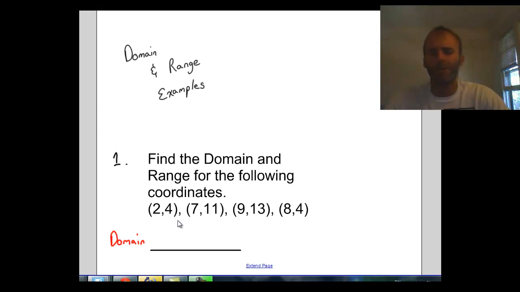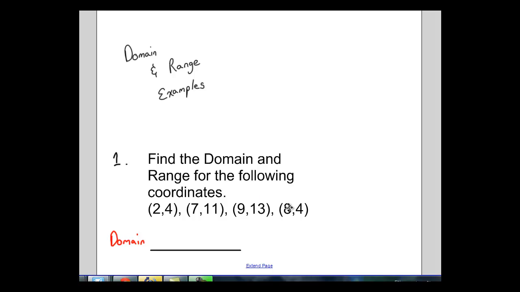and the range. So remember, domain, it's the independent variable. So the independent variable comes as the first element in the ordered pairs. So we're going to write this in set notation. So I'm going to put a set notation bracket. And then I'm going to go through and look at my independent numbers here. The first number that is in the ordered pairs. And I'm going to list those.